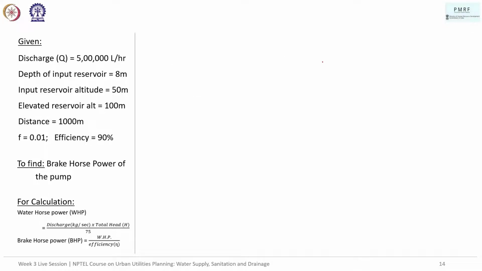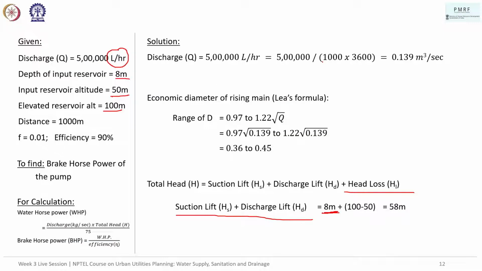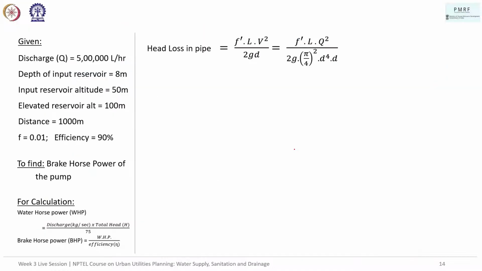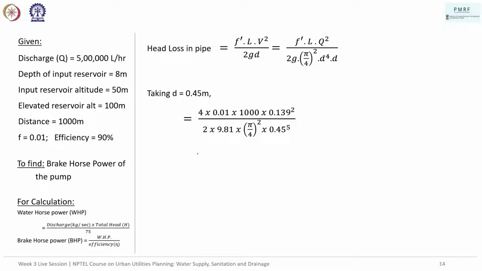Now from the previous calculations we have two values of d. It can either be 0.36 or 0.45. So let's do the calculation for both. When we take the diameter of the rising main to be 0.45 meters, then F dash is 4 times f. So this is 4, this is the value of f, into L. L is the distance, so length.